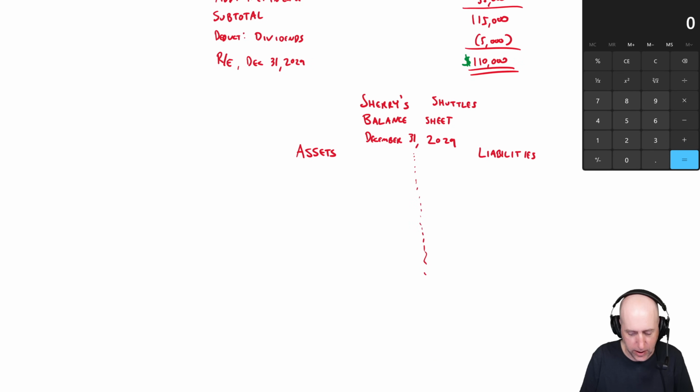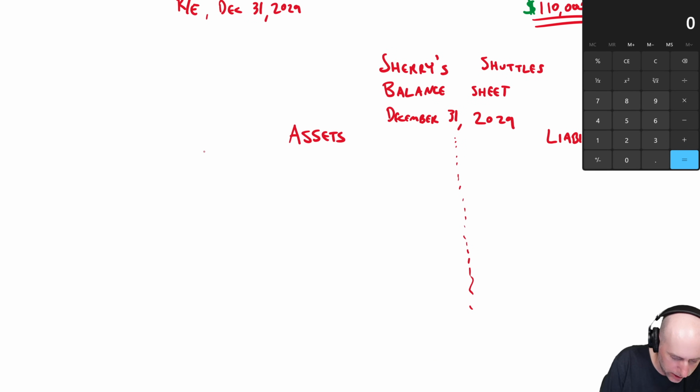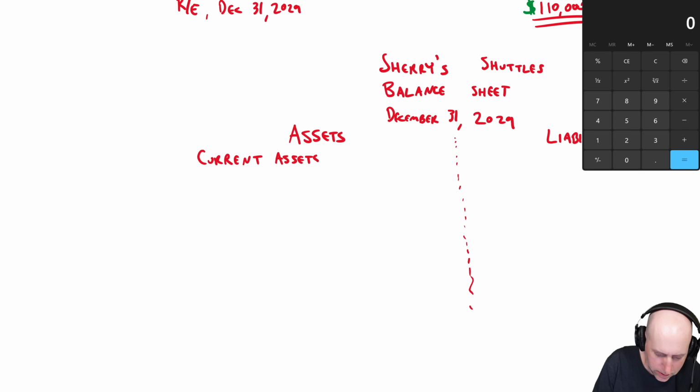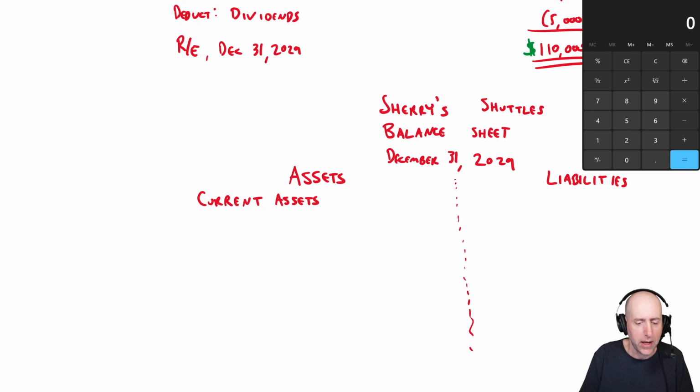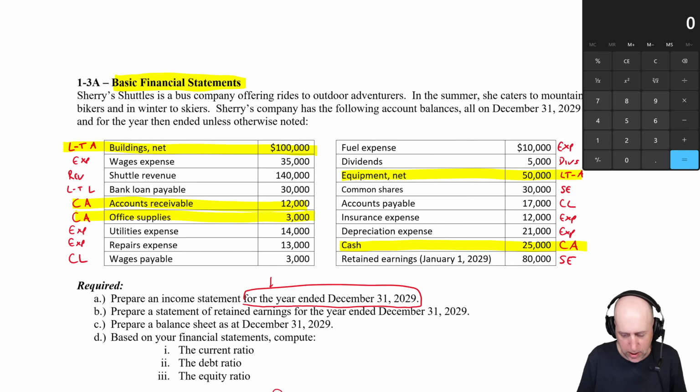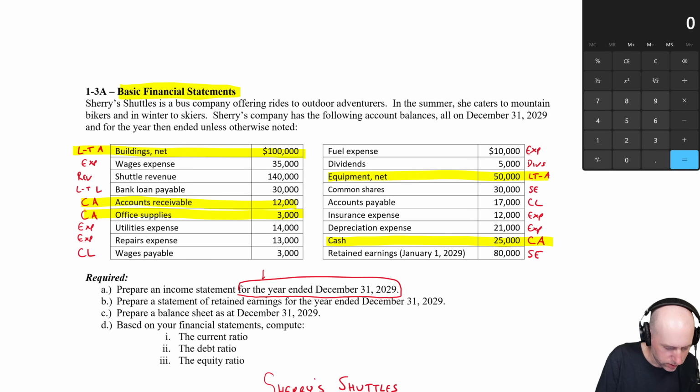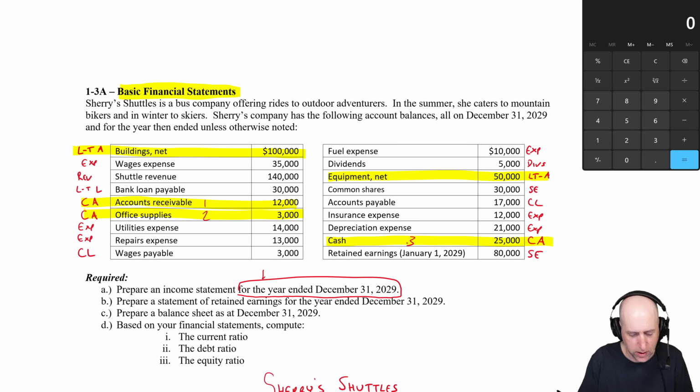And this will be a subheading here. So under assets, I've got a subheading. This feels thick in my pen, but maybe not. Current assets. And so under current assets, I have 3 to choose from. I've got accounts receivable, I've got office supplies, and I've got cash.